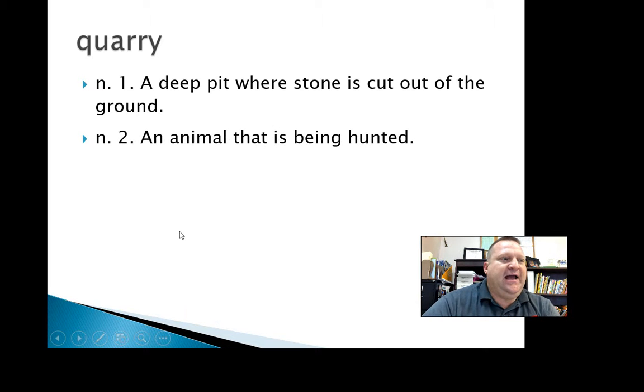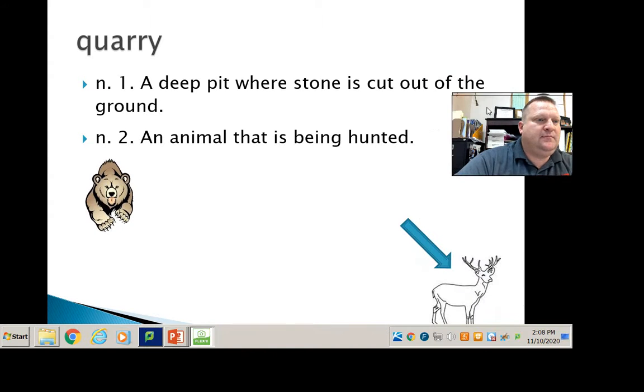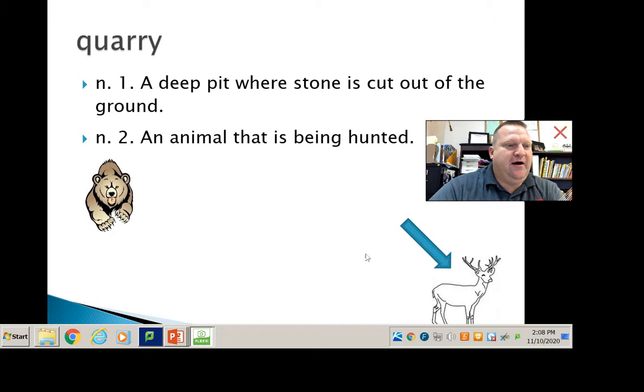It can also be an animal that is being hunted. So if you had a predator chasing a prey, the quarry could be known as the prey, the one who's being hunted. If it's bear versus deer, I suppose the deer would be the quarry.